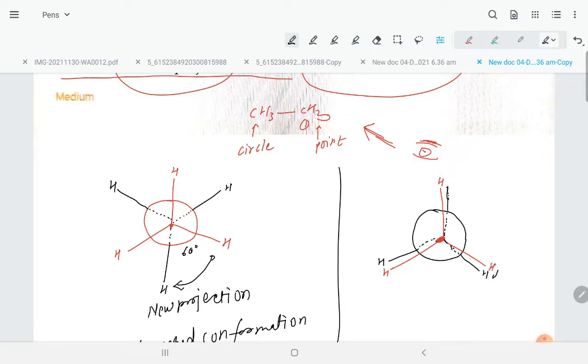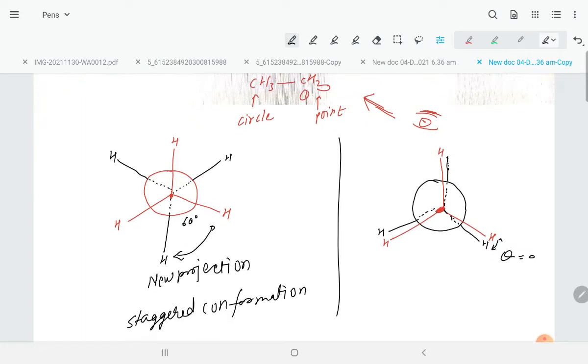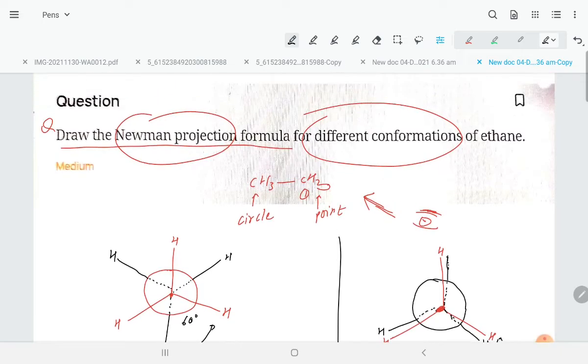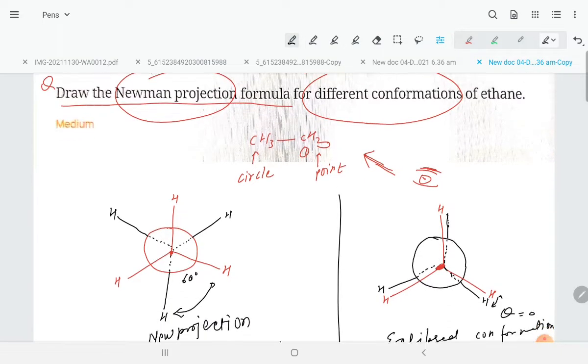Here the distance is very small, so theta is equal to 0 degrees. So this conformation is known as what? Eclipsed conformation of the Newman projection. That is how we can draw the eclipsed and staggered conformations. So this is what the conformation is.